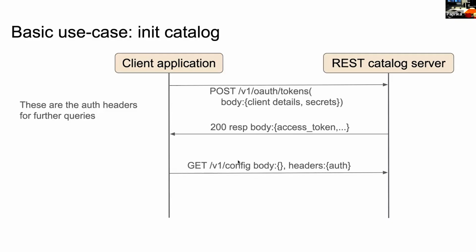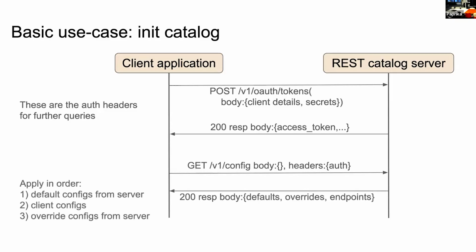And please note that there are some headers, and those headers are coming from the previous message. Those are the access tokens. So this is what the client does from this point on, that it enhances all the messages with these access tokens. So basically, this get config is like asking the server to tell more about itself. So then the server says that, okay, here am I.